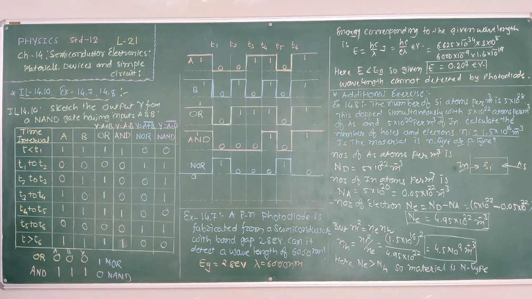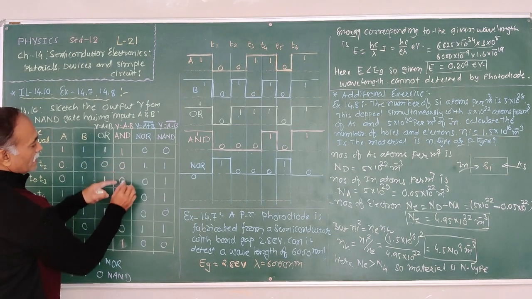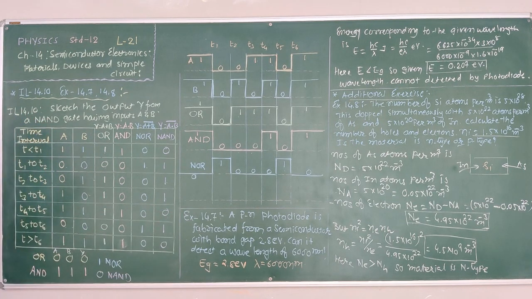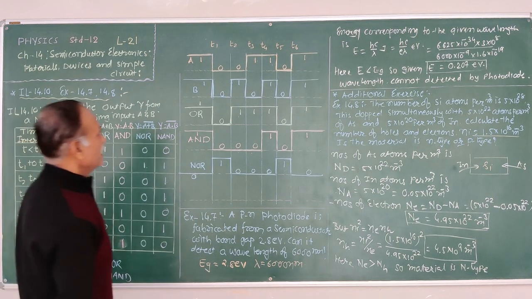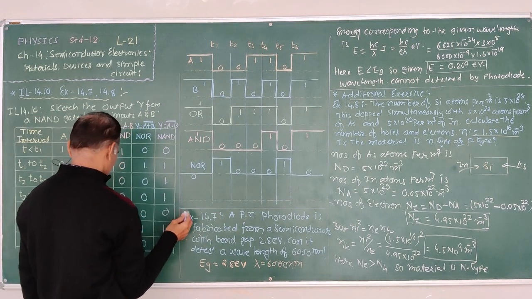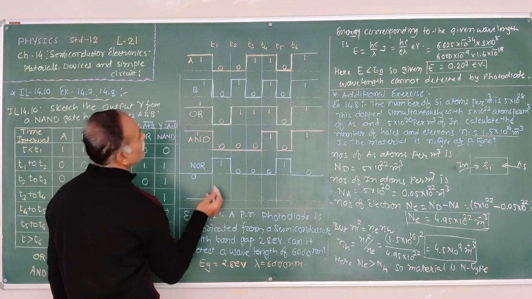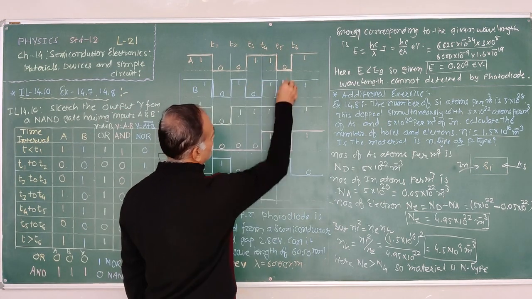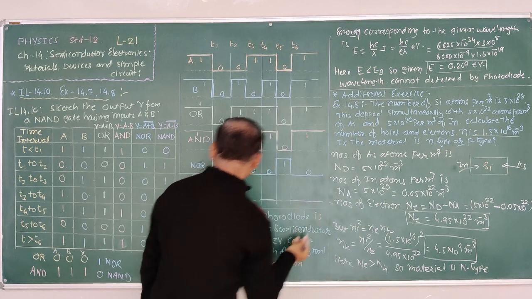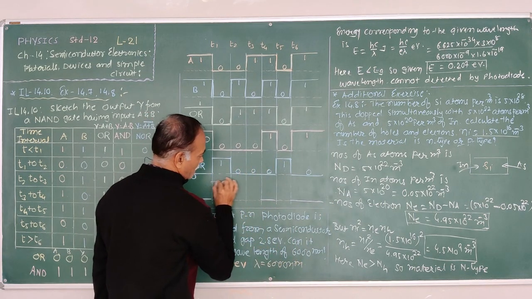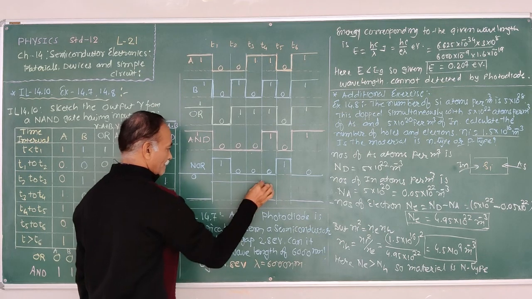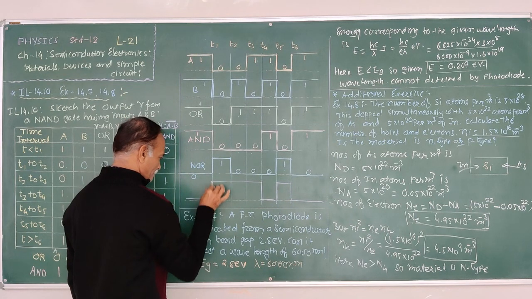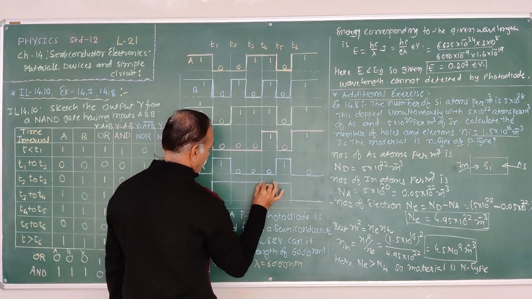Now there is the inverted AND output. 1, 0, 0, 1, 0, 1, 0, 1, 1, 0, 0, 1, 1, 0. Now keep in mind this characteristic: 1 1 at that time 0. Again 1 1, that is the 0. 1 1 again the 0. Otherwise 1. So that is the waveform of the NAND gate.